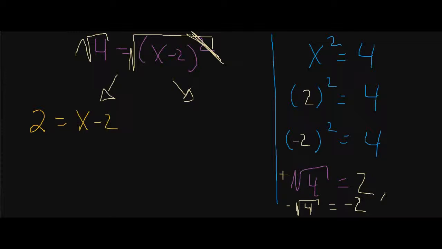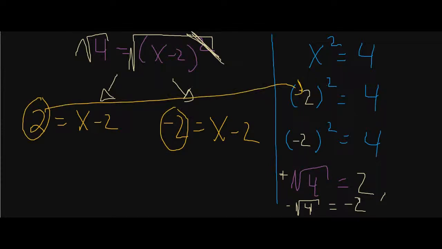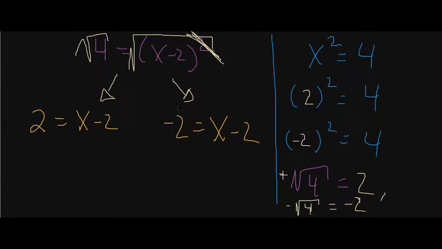And then kind of like what we talked over here, we're going to get negative 2 is equal to x minus 2. And the reason, again, why we get this negative 2 and 2 is because 2 squared is 4, and negative 2 squared is 4. So that's why we have two possible answers, and the square root just tells us that information.